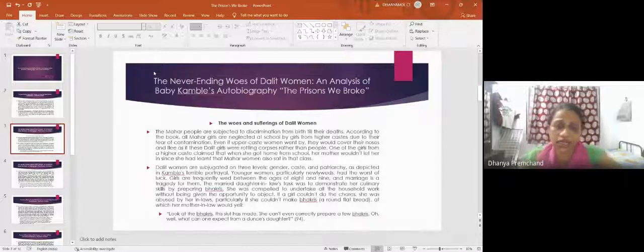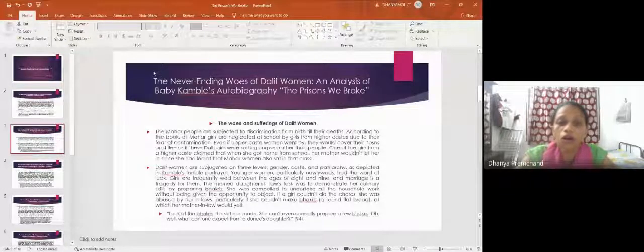So the next part, my analysis, is the woes and sufferings of the Dalit woman as portrayed in this book, The Prisons We Broke. The Mahar people are subjected to discrimination from birth till death. According to the book, all Mahar girls are neglected at school by girls from a high caste due to their fear of contamination. Even if upper caste women went by, they would cover their noses and flee as if these Dalit girls were rotting corpses rather than people.